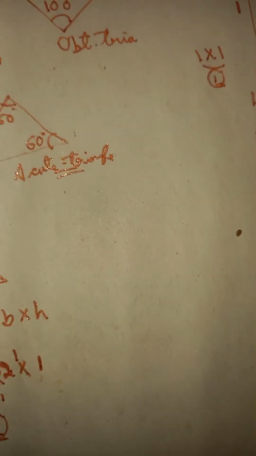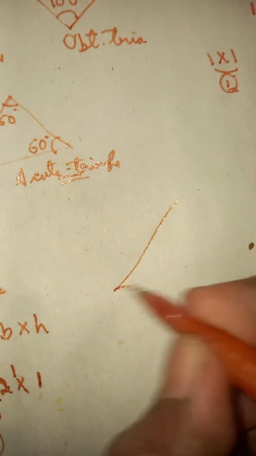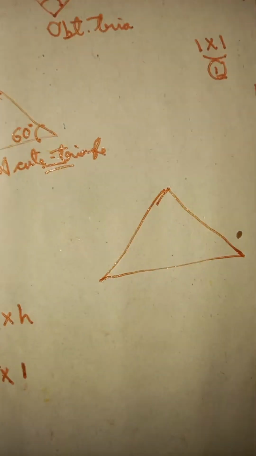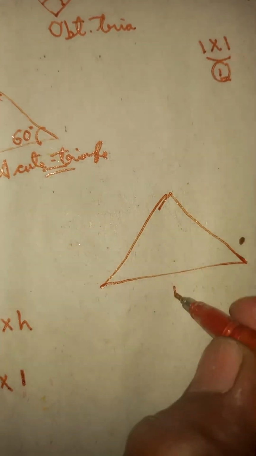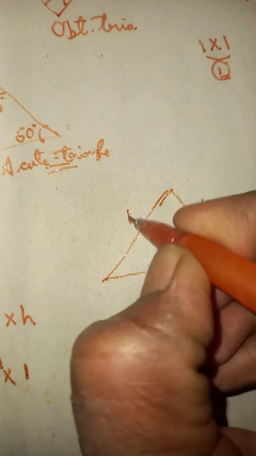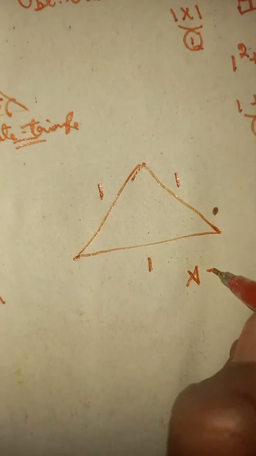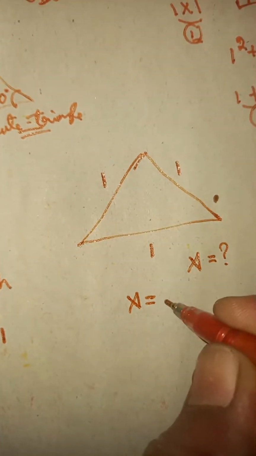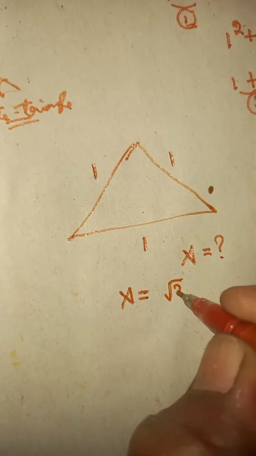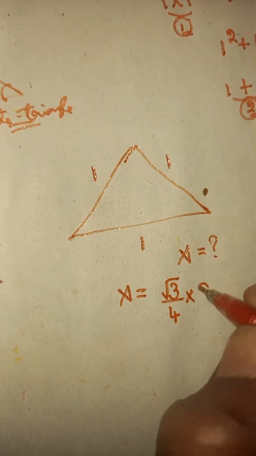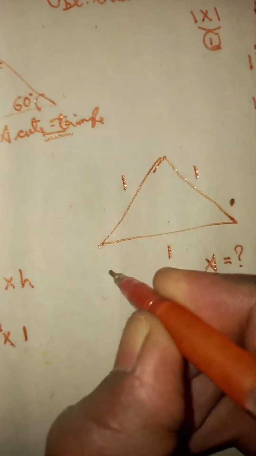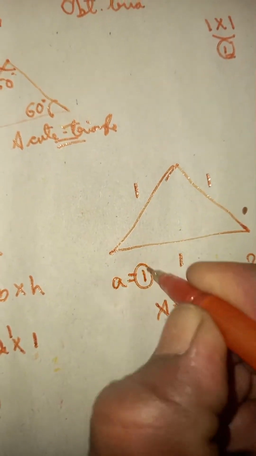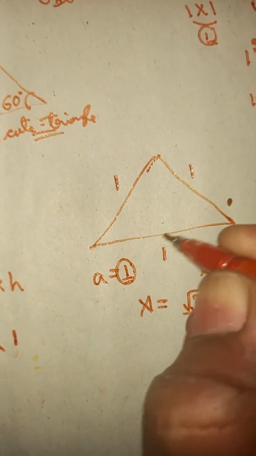But for the equilateral triangle, you can find it in a different way. They have given an equilateral triangle, all sides equal to 1 unit. Here also you need to find the area. The area of an equilateral triangle you can find by this formula, that is root 3 by 4 times a square. A is nothing but the side length, which is just 1 unit. Here they have given us 1 unit.